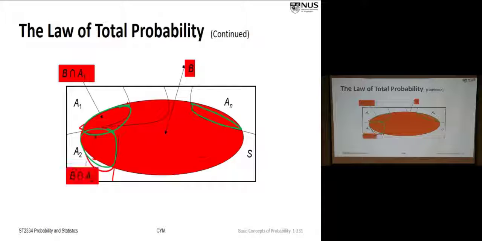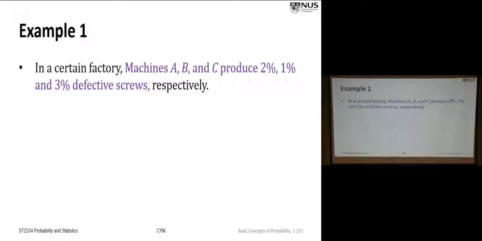Okay, let's look at an example. We have 3 machines, A, B, C. Each produces 2%, 1%, and 3% defective screws. All right. Now, at this point, what are the events mentioned here? Which machine the screw is from. And there are 2 types of screws: one is defective, the other is non-defective. So we are looking at 2 types of events.